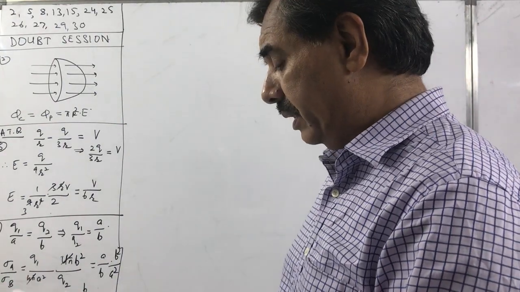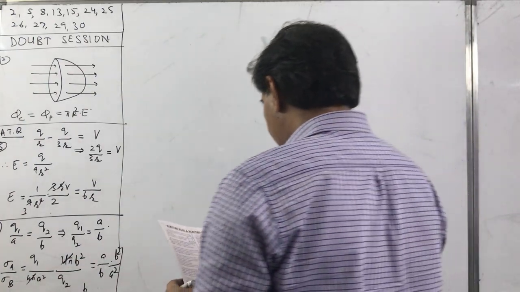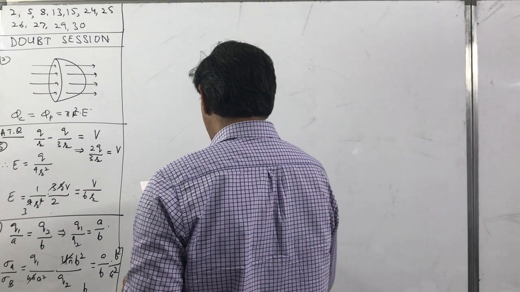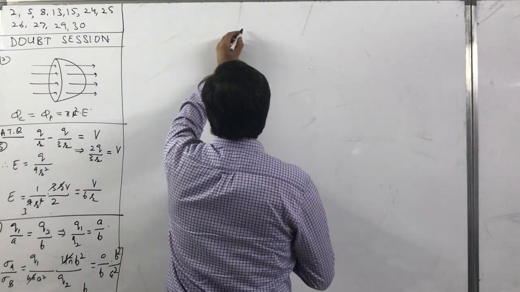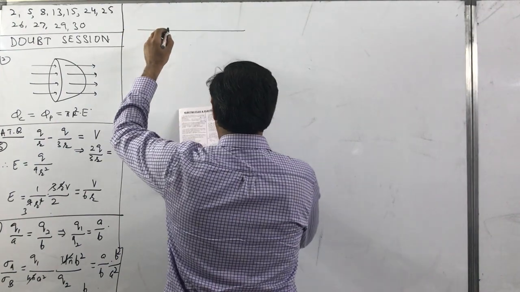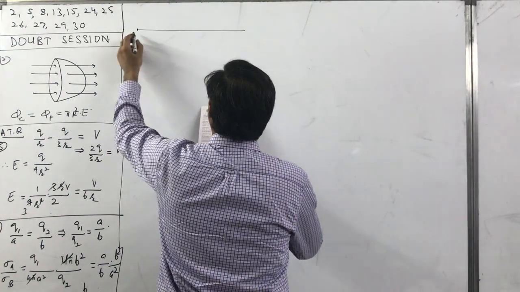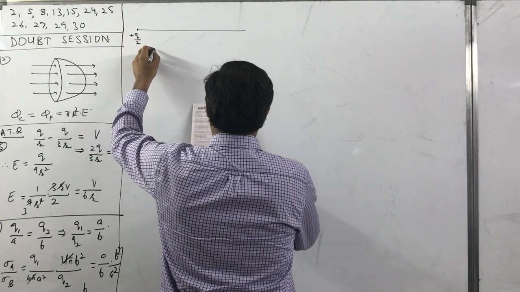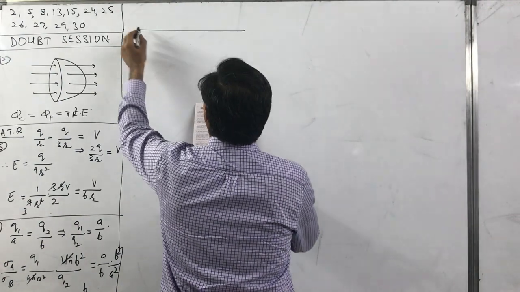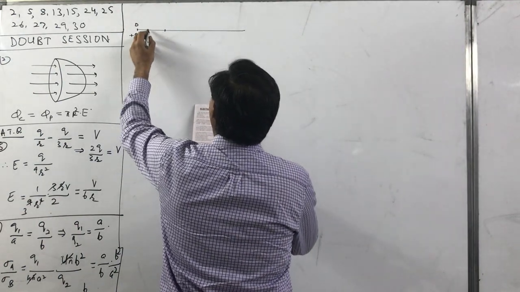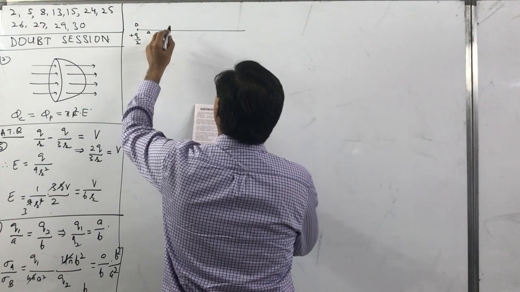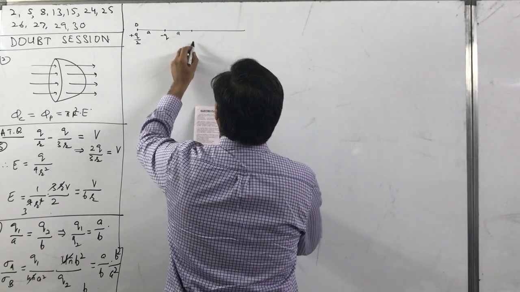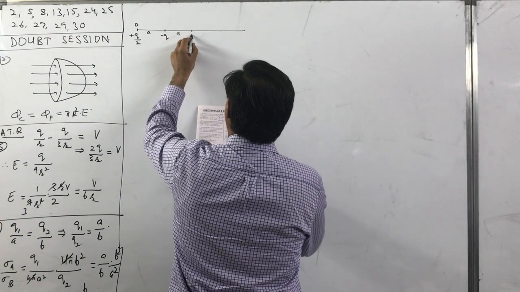Then we have question number 13. He says, along the x-axis, 3 charges, q/2, minus q and q by 2, are placed. Let this be x is equal to 0, and you have a charge plus q by 2 here. At x is equal to a, you have a charge minus q. And at x is equal to 2a, that is at another distance a, you have a charge plus q by 2.